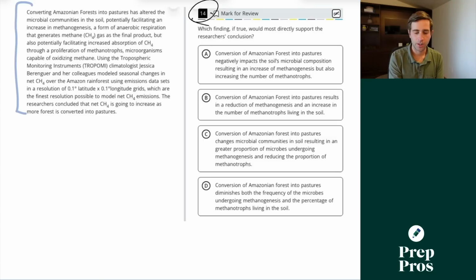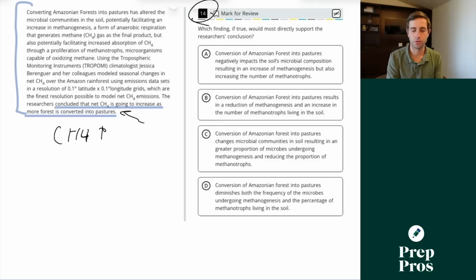So here our conclusion is that net CH4 is going to increase as more forest is converted into pastures. So essentially what we want to see is, right, the CH4 is going up. So what this now tells me is this kind of provides a filtering statement as I go back through the passage. I want to identify what is affecting CH4, what's increasing it, what's decreasing it. So as I work through all these answer choices, I don't have to just keep rereading over and over.